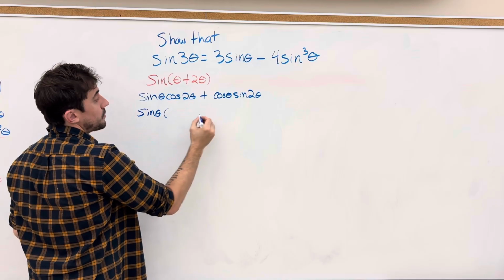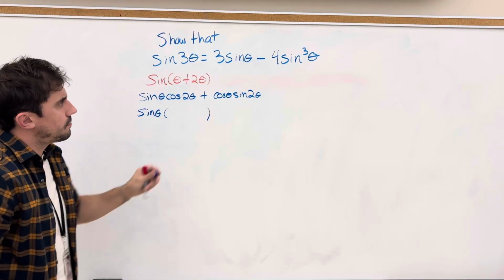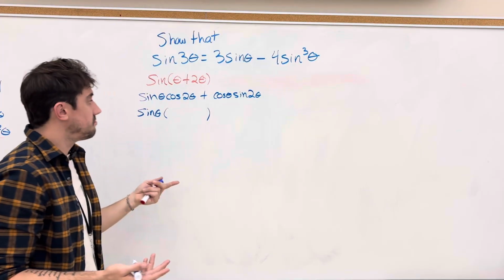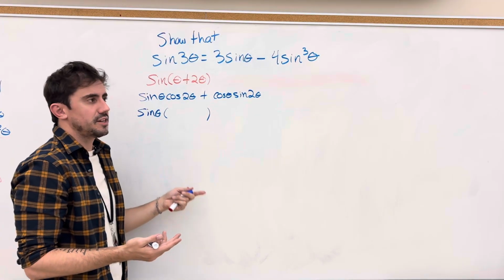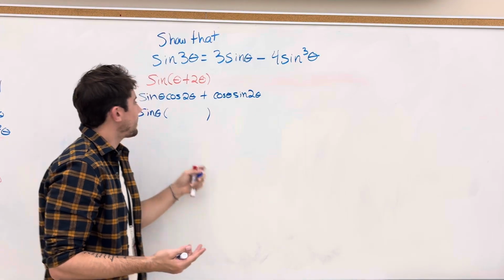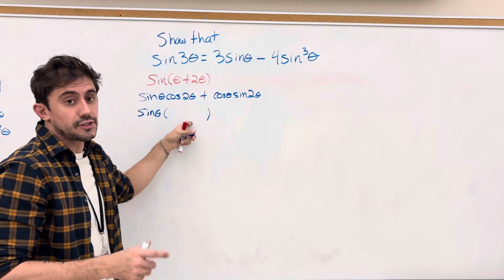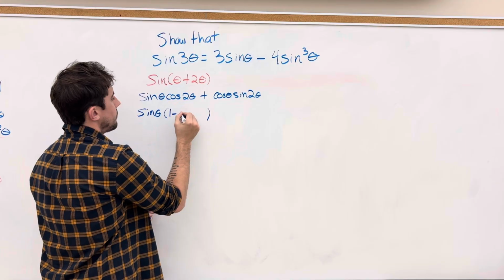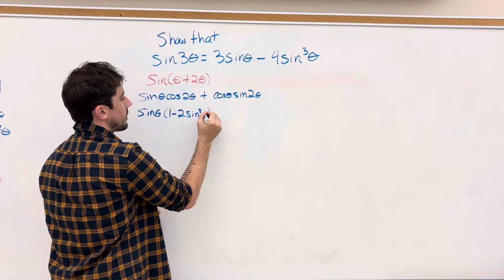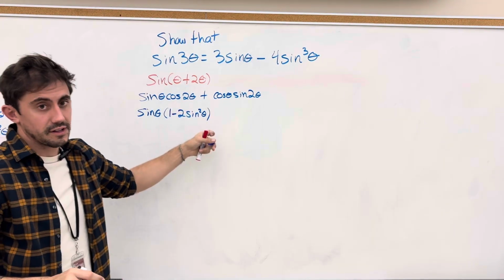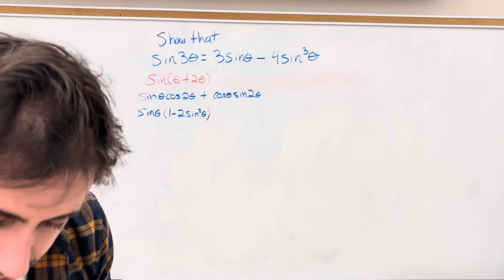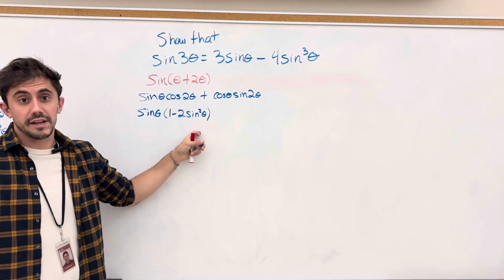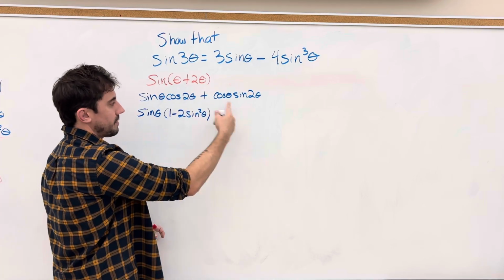Cos 2 theta, we have a few identities to choose from, right? Now, we want all sine thetas in the end. So, out of convenience, let's use the version of cos 2 theta that introduces sine squared thetas, right? And that one is 1 minus 2 sine squared theta. That is one of our double angle identities. Let me just double check that that's true. Yep, that is true. And so we can apply those double angle identities within our compound angle identity.